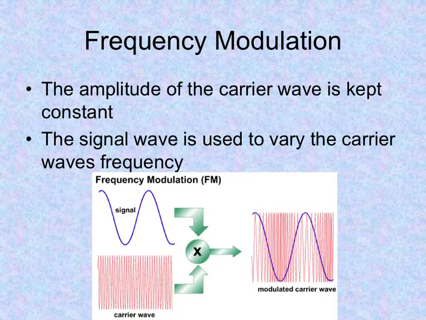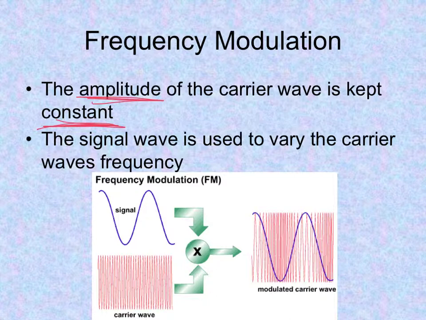Then we have frequency modulation, or FM. And just like with our amplitude modulation, where the frequency was uniform, in frequency modulation, the amplitude of the carrier wave is kept constant. Okay, see how that works now? We're modulating the frequency, keeping the amplitude constant, whereas before we were modulating the amplitude, keeping the frequency constant.